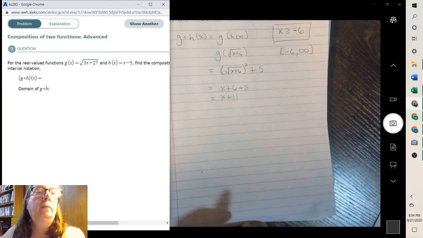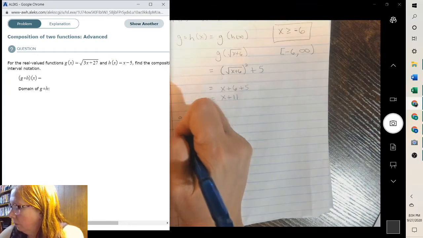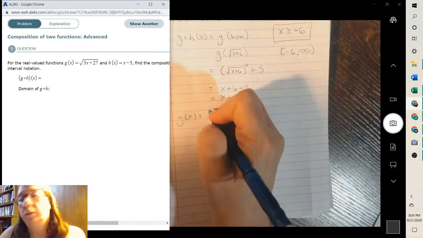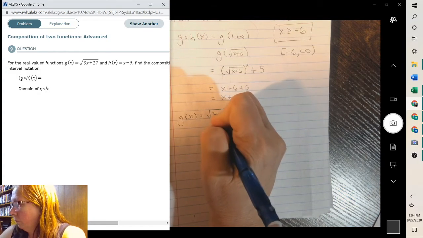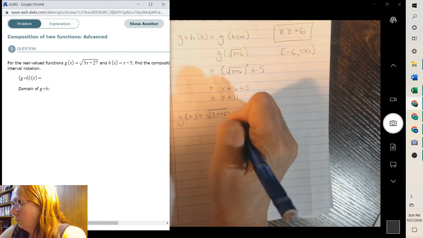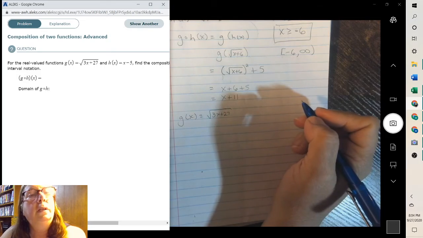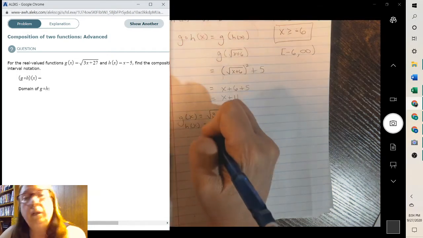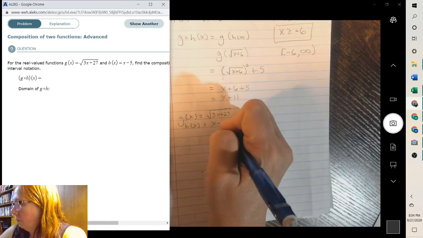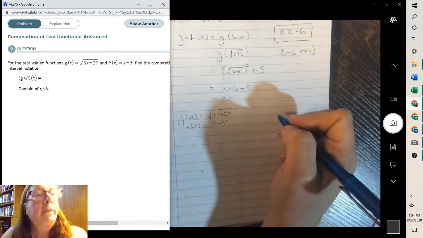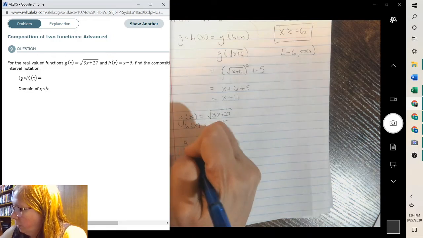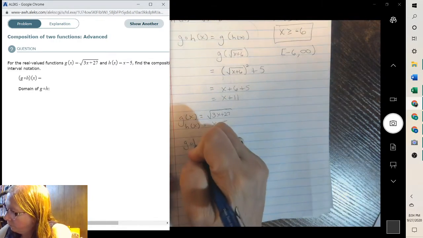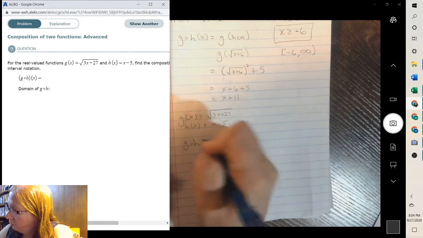Okay, so we have g of x equals this, and h of x equals x minus 5. We're finding g of h of x.